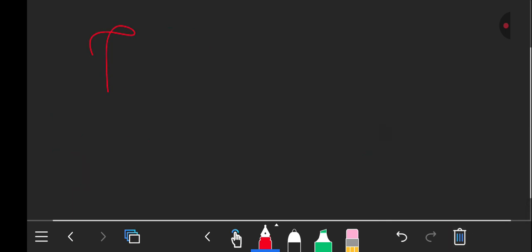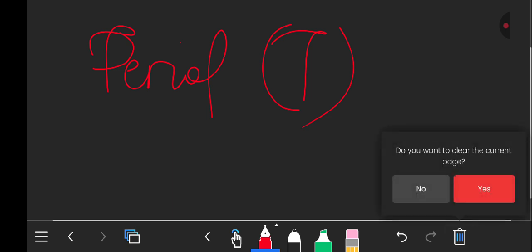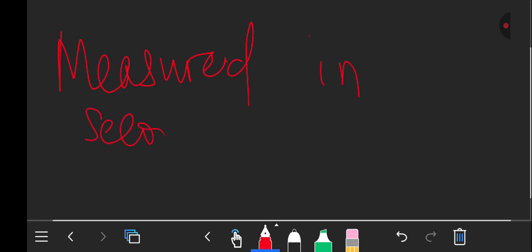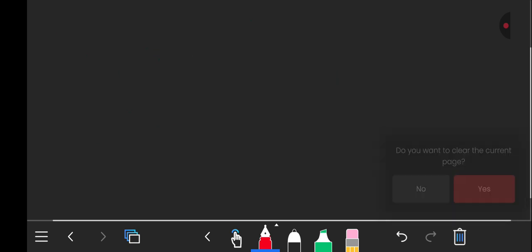So period is denoted by the capital letter T. That is what period is. And since we are saying period is time taken, it is measured in seconds. Time is measured in seconds, so period also is measured in seconds.